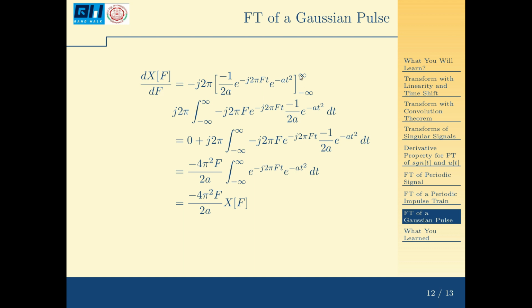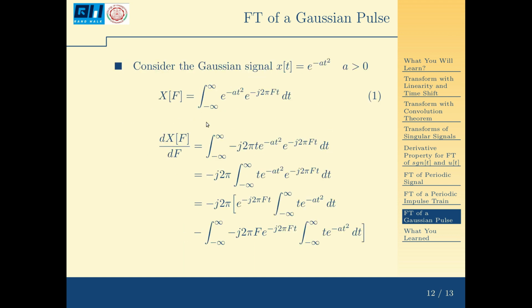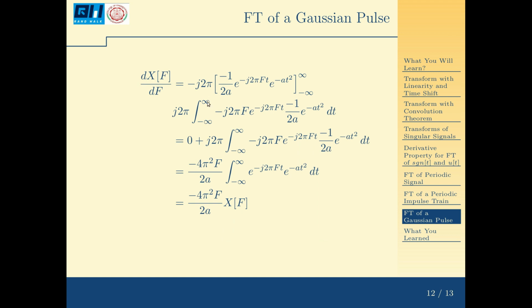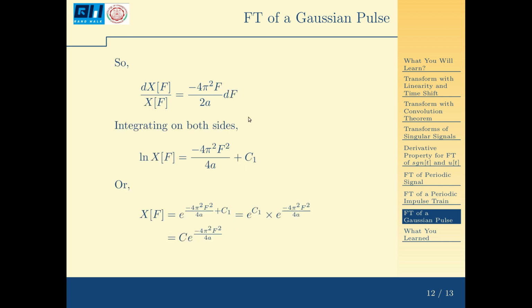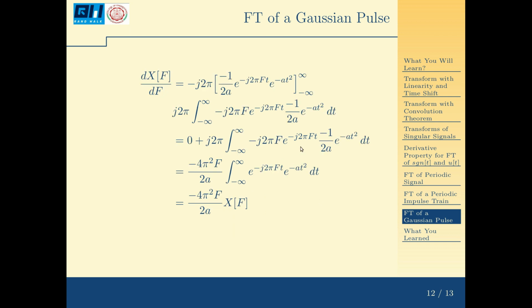Okay. So plus, I have a positive sign here, so it becomes plus j 2 pi, integral from minus infinity to infinity of minus j 2 pi f e raised to minus j 2 pi ft into minus 1 by 2a e raised to minus at square. If I take the derivative of this one, it will be e raised to minus at square.